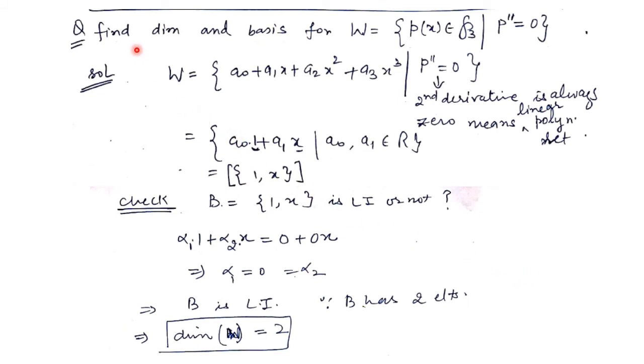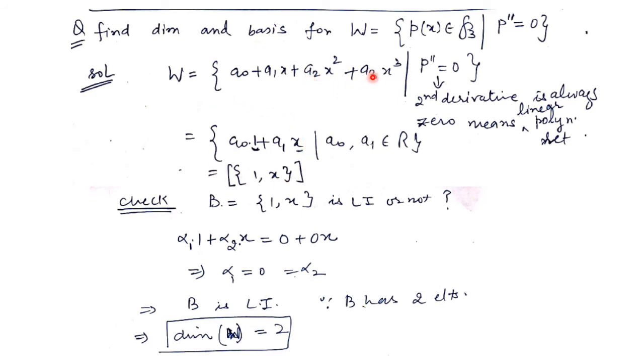One more example, find dimension and basis for W. Here W is the set of all polynomials with degree less than or equal to 3 such that the second derivative is 0. Now second derivative is 0 means we have a linear polynomial. Only then will the second derivative of the polynomial be 0 for all x. So this set reduces to a0 plus a1 times x, a linear polynomial. a2 will be 0, a3 will be 0.